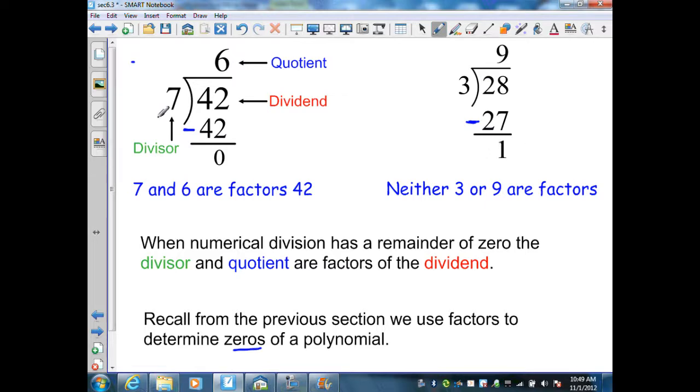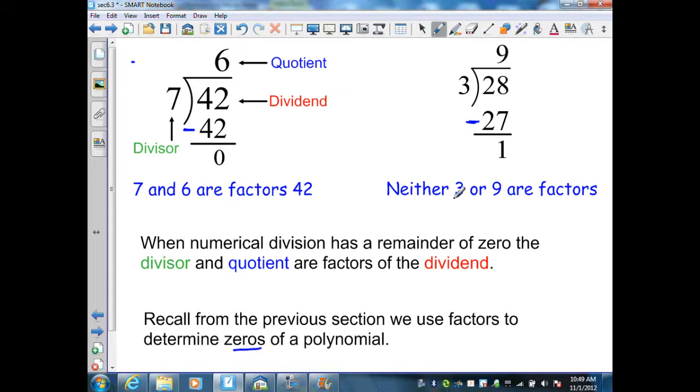When our divisor and quotient go evenly into our dividend, then we say that those are factors of that dividend. Therefore, 7 and 6 are factors of 42. Since 3 and 9 do not divide evenly into 28, they are not factors. So we can say when numerical division has a remainder of 0, then the divisor and quotient are factors of the dividend, which is what we said here. 7 and 6 are factors of 42. 3 and 9 are not factors.